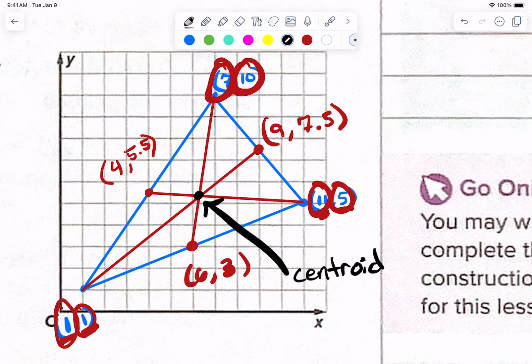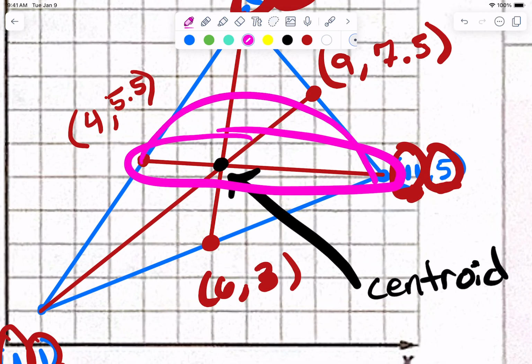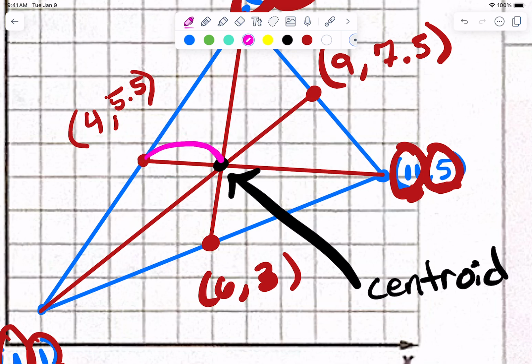Okay, so here's the deal. I'm going to focus on this segment right here that goes across. You could pick any one that you want to, but I'm going to pick this one. If this whole length is 9, this piece is 3 because it's a third of that. It's a third of the way. This distance is 1/3 of the way across.